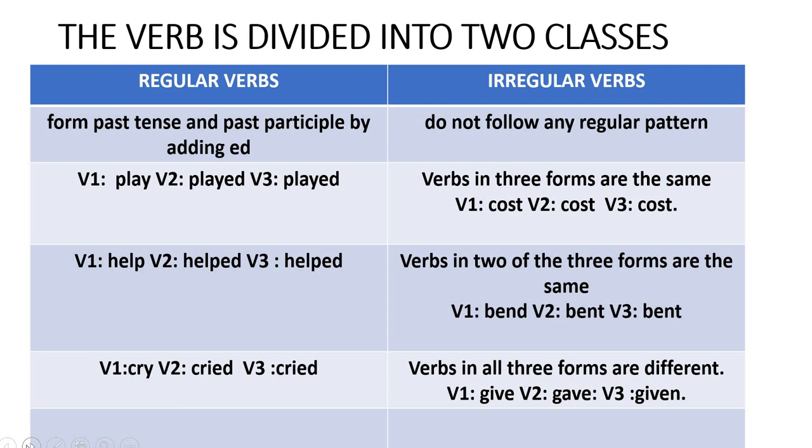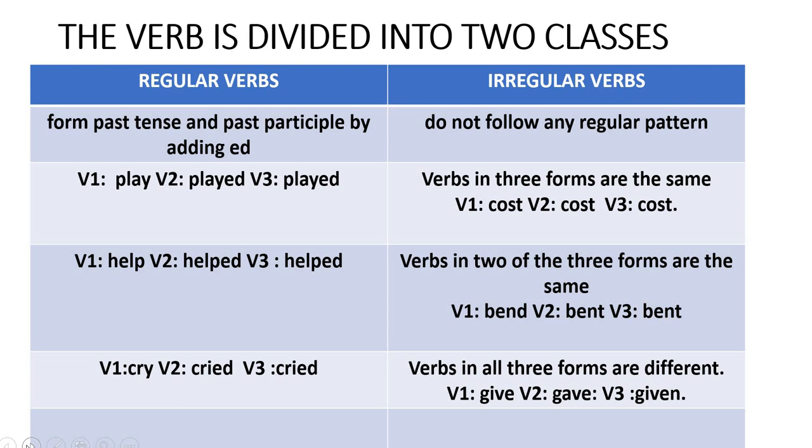Now, verbs in which all three forms are different. For example, take the word give. It has three forms. What are the three forms? Gave and given. What is the base form? Give. So for all three forms, you have three different forms of the verb. For present, it is give, past tense, it is gave, and past participle, it is given. So always remember that no regular pattern goes for irregular verbs, but a regular pattern goes for regular verbs, which always end with ed.